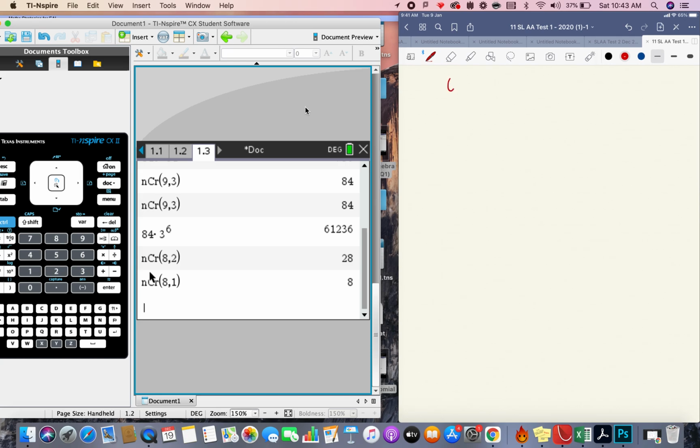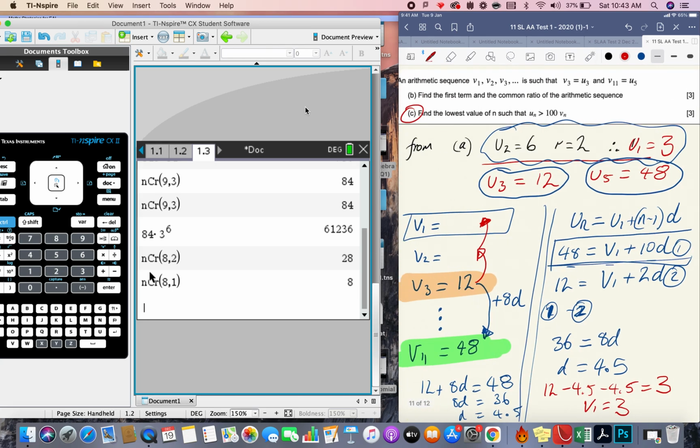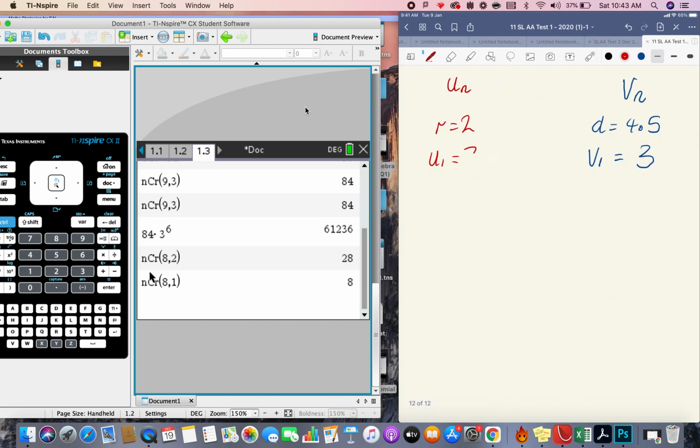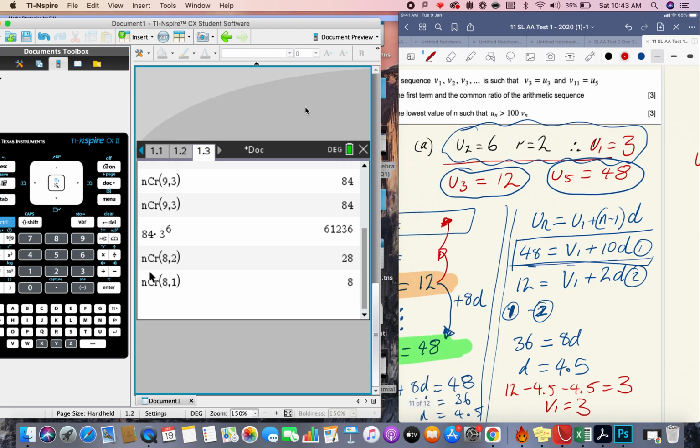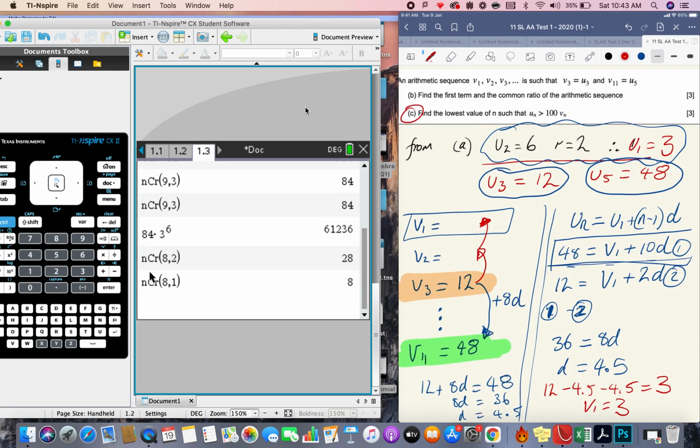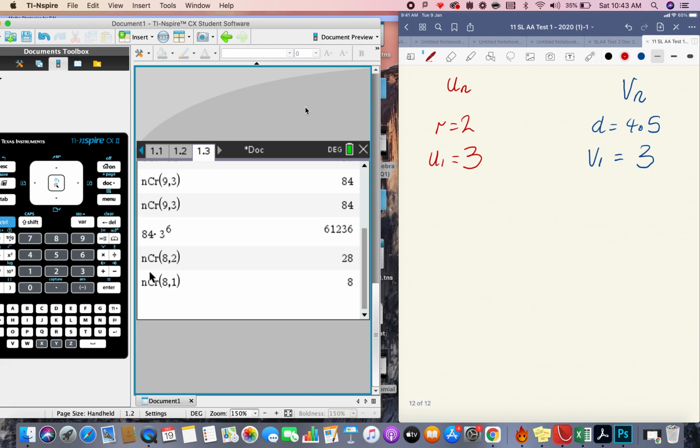So here's sequence u, and here's sequence v. d was equal to 4.5. v of 1 was equal to 3. And over here, r was equal to 2. And u of 1, I've forgotten what that one was. u of 1 was equal to 3. Okay, and the question says u of n greater than 100 v of n. So we need u of n greater than 100 v of n.